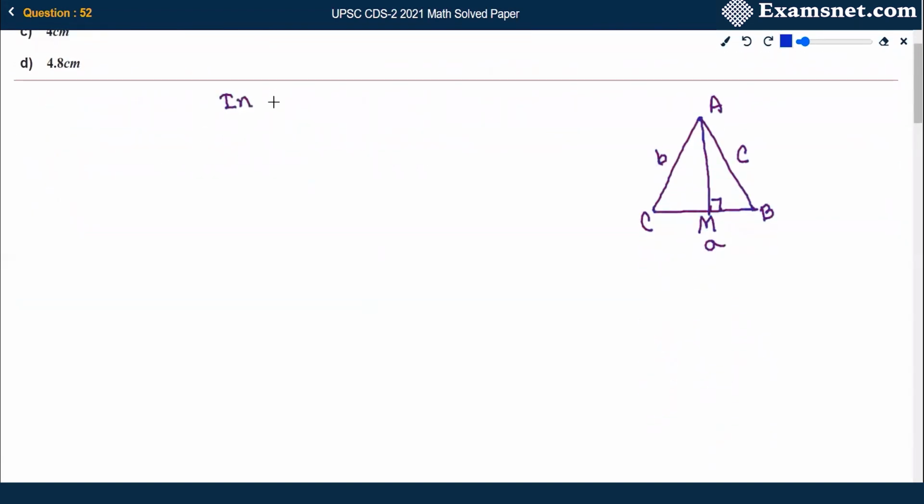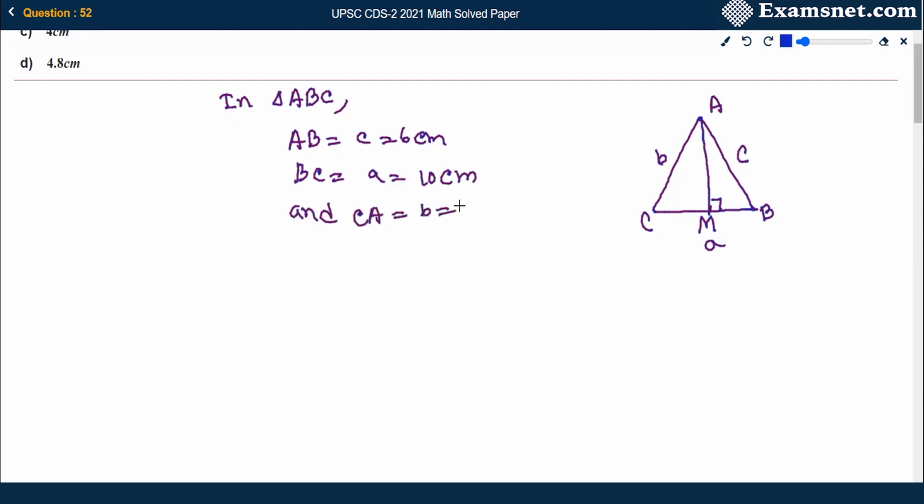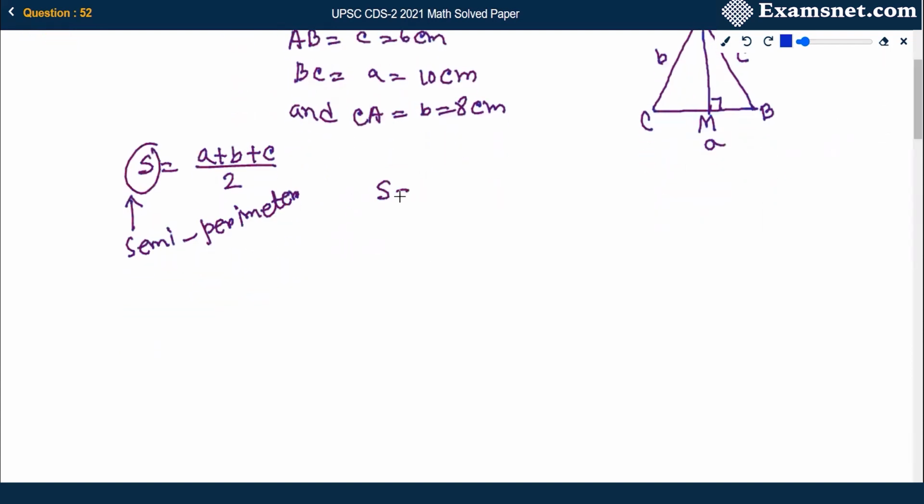So we can write in triangle ABC, AB, that is c, I have assumed it as c, which is 6 centimeter. Next BC, a, which is 10 centimeter, and CA, that is b, which is 8 centimeter. We know how to find the semi-perimeter of a triangle. The formula is s equals half of the sum of its sides, where s denotes the semi-perimeter of a triangle. So here we can find the value of s, that is (6 plus 10 plus 8) by 2, 24 by 2, 12 centimeter.